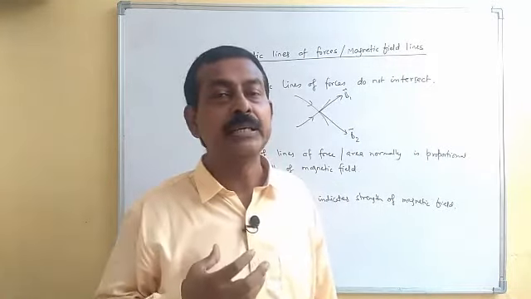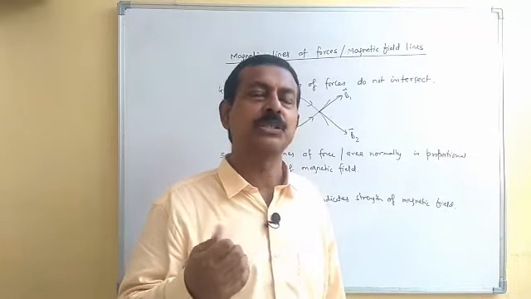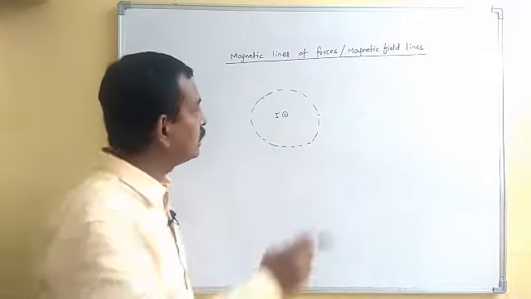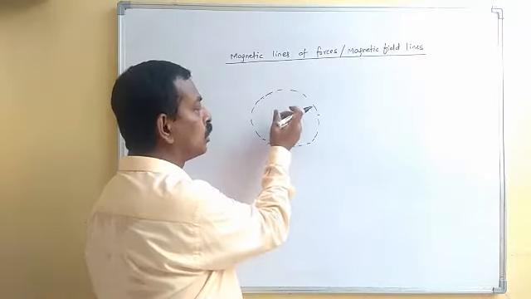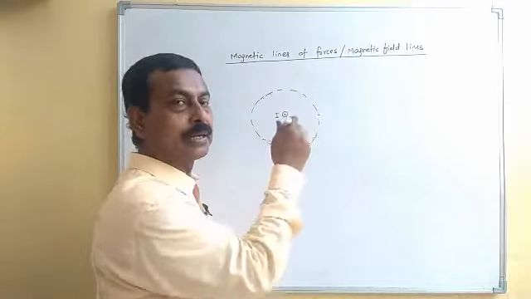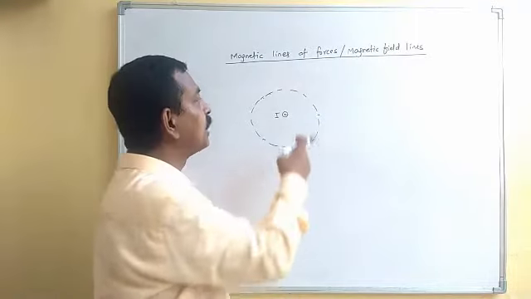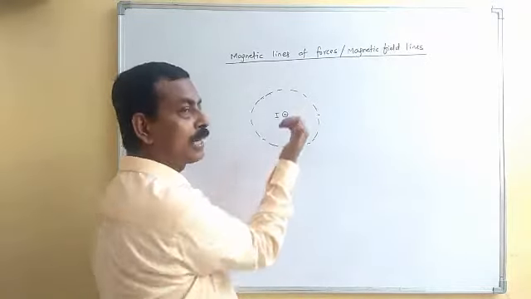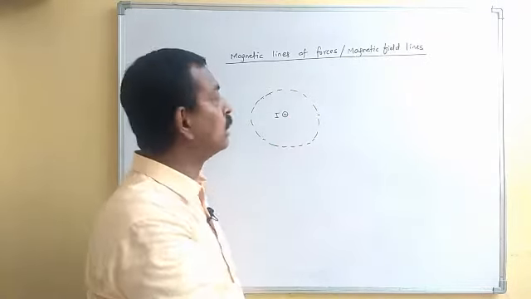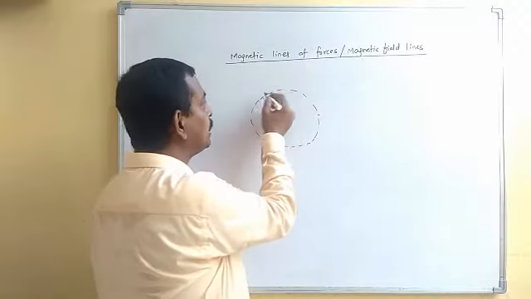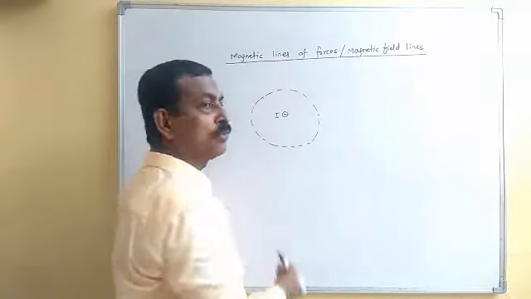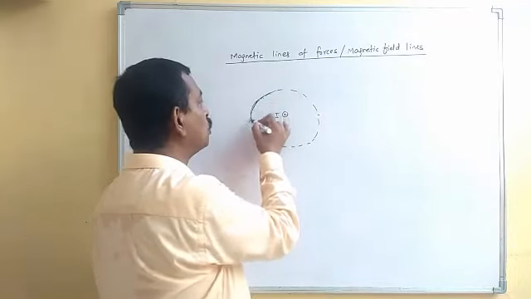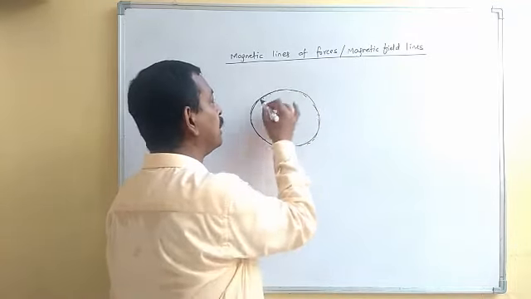Now we'll see how we can draw the magnetic lines of force for some cases, then it will be more clear. Consider a wire carrying current, and the current is coming out of the plane. So the magnetic field due to this will be in the anti-clockwise direction if you apply the thumb rule there. This will indicate the direction of the magnetic lines of force, which form a closed loop.